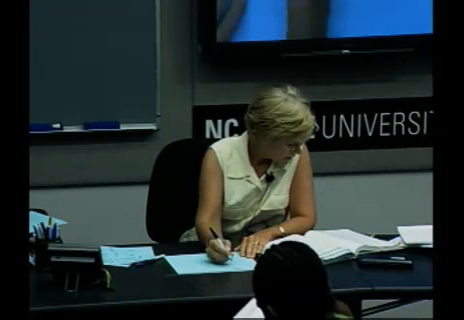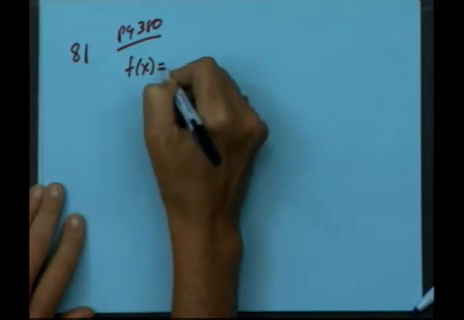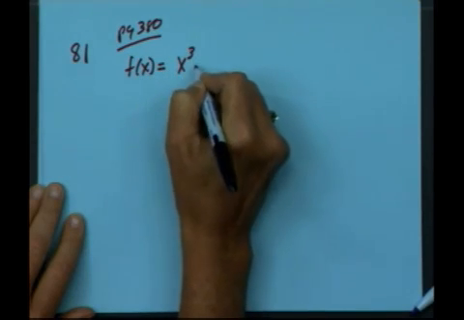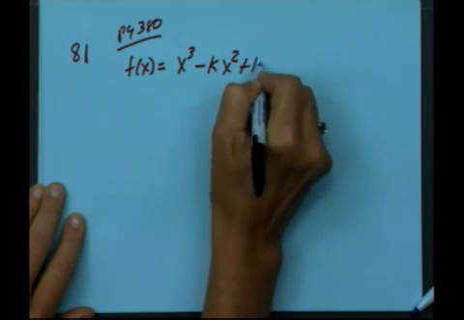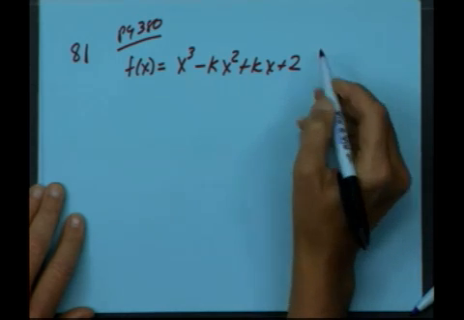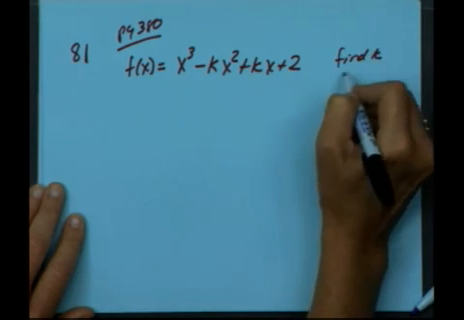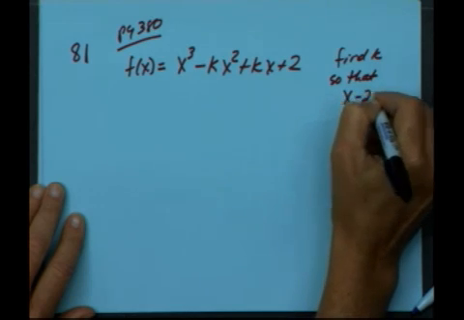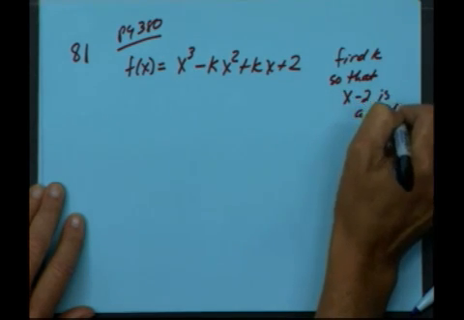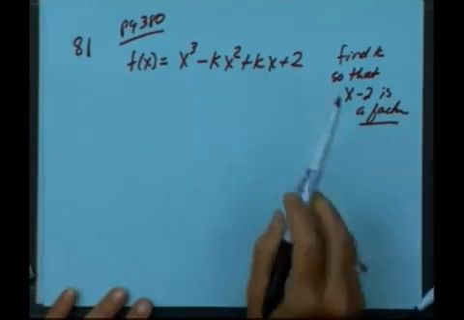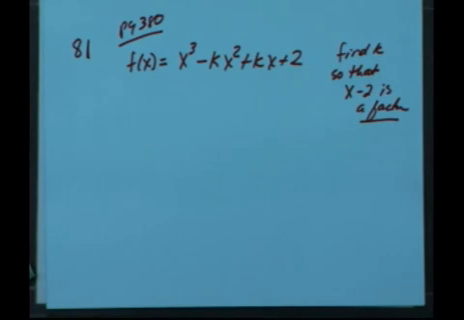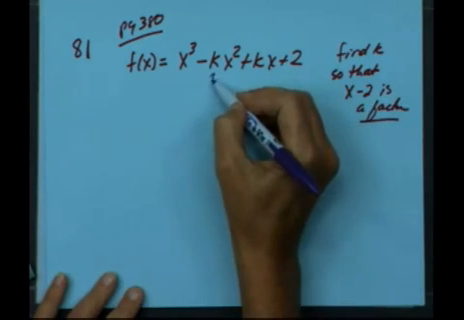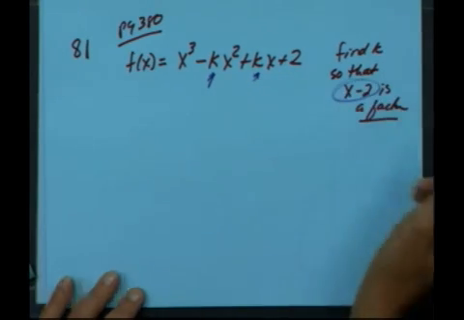Okay, we're on page 380. Number 81 says, find k such that f of x, which is equal to x cubed minus kx squared plus kx plus 2, has x minus 2 as a factor. So k is in your third degree polynomial function, and you're supposed to find, what is k here, given that this thing is going to be a factor?